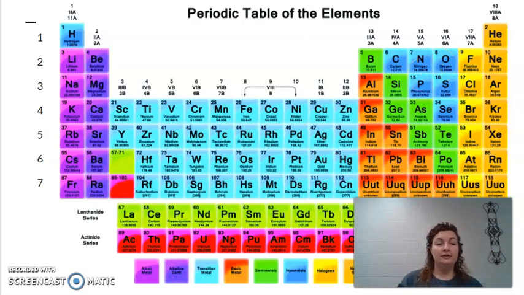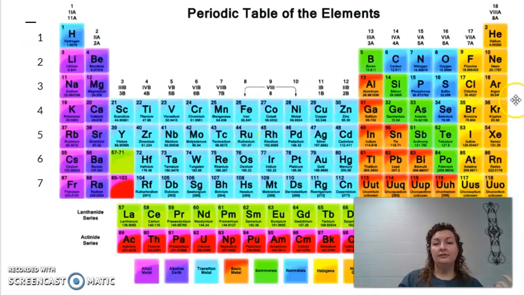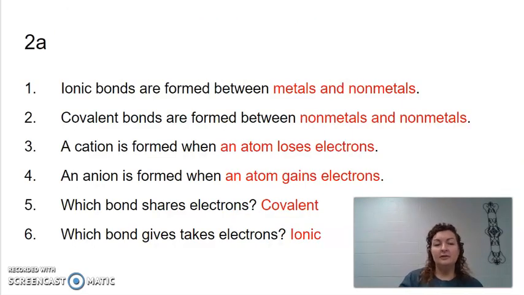So ionic bonds are definitely going to be a give and a take, while covalent bonds are nonmetals to nonmetals, and that's just because over here they're sharing, they're higher numbers, so they only need a couple. So when they end up bonding with each other, they're just having a sharing relationship, which we call a covalent bond. So a cation is formed when an atom loses electrons, making it positively charged, and an anion is formed when an atom gains electrons, making it negatively charged. So what bond shares electrons? Covalent. And what bond gives electrons?